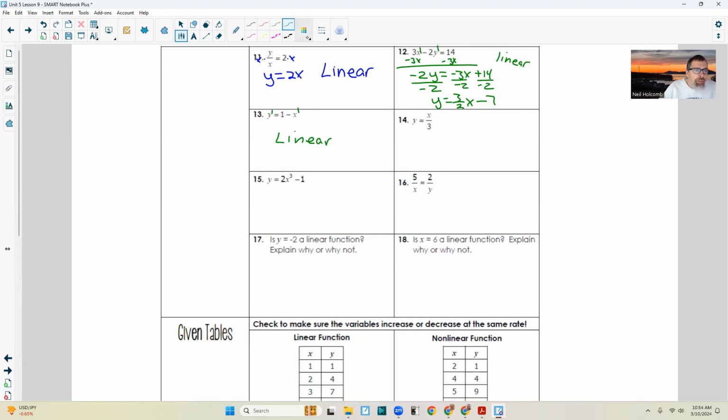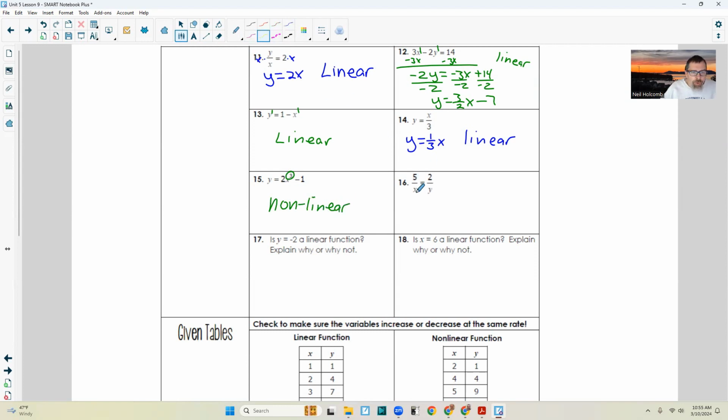Okay, that's all you have to do, but you have to be careful of these special cases. But in this one, x over 3 can be rewritten as 1/3 times x. And that is our slope times x, so that is linear. Okay, y-intercept of 0. Okay, we have a cube. That is non-linear.